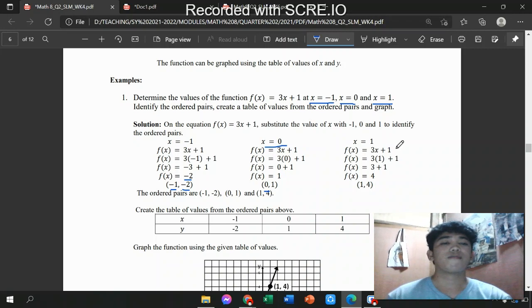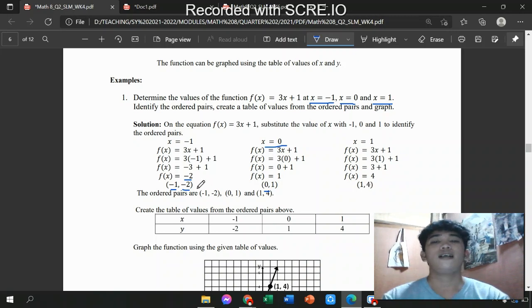And our third ordered pair, x equals 1. Same gihapon ang buhaton, same gihapon nga function ang gamiton, then ang x gamon natong 1. f of x equals 3x plus 1, ang x mahimong 1, so 3 times 1 plus 1. f of x equals 3 times 1 equals 3 plus 1 equals 4. So this is our third ordered pair. X is equal to 1 and y is equal to 4.